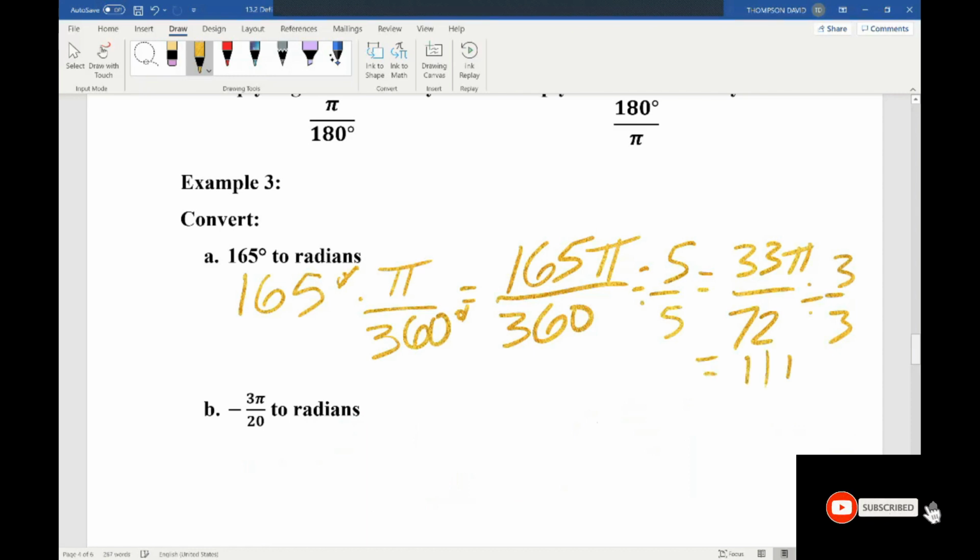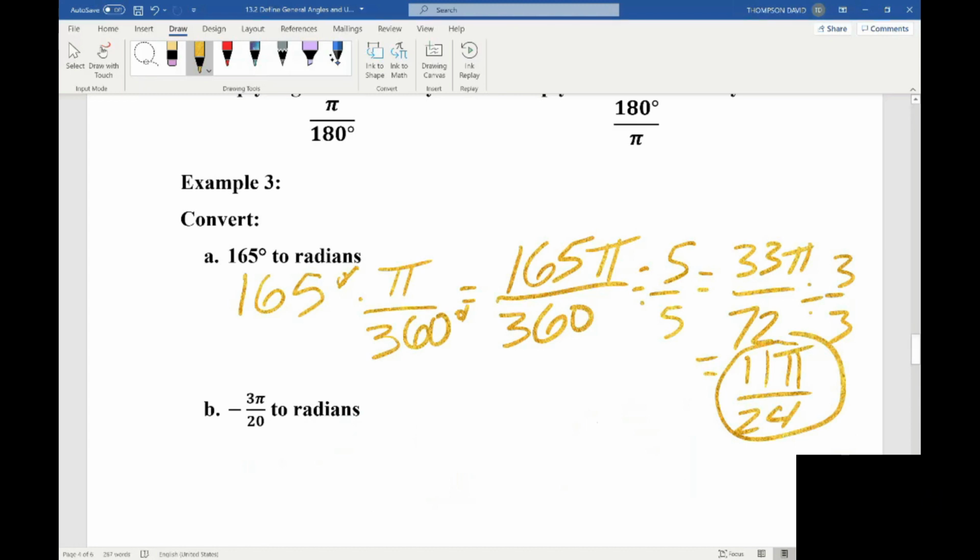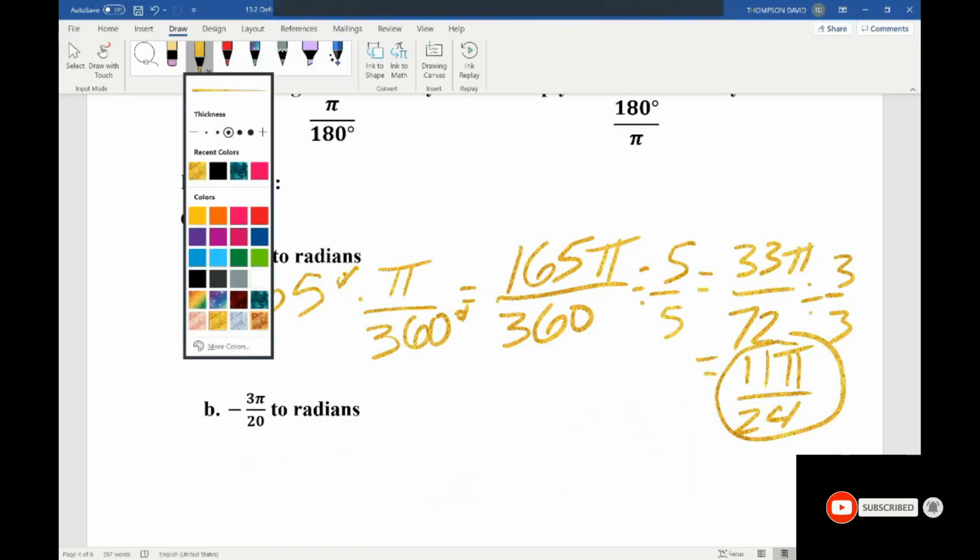So that will be 11 pi all over 72 divided by 3 is 24. So 11 pi over 24, and we've finished simplifying our radian. Let's change colors.